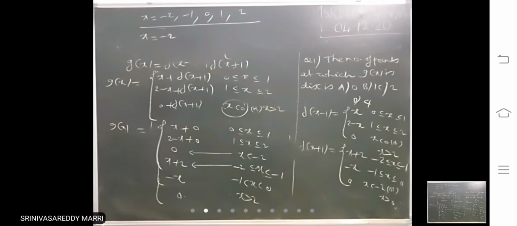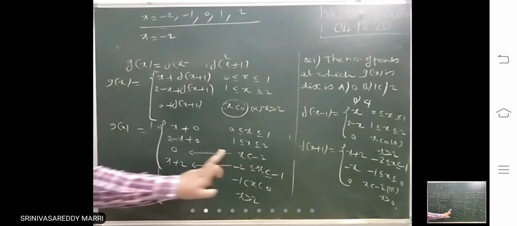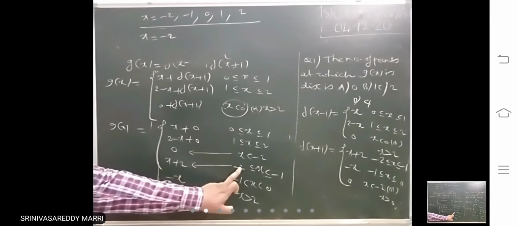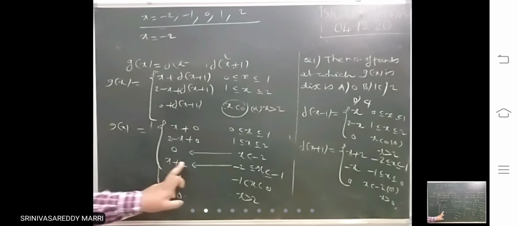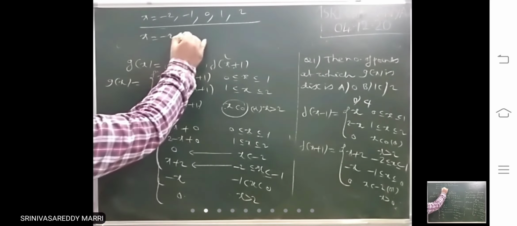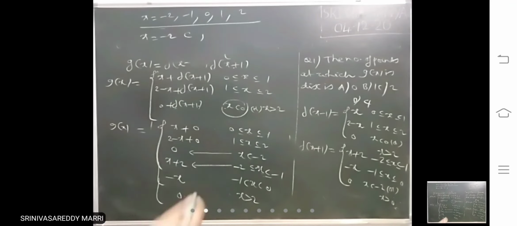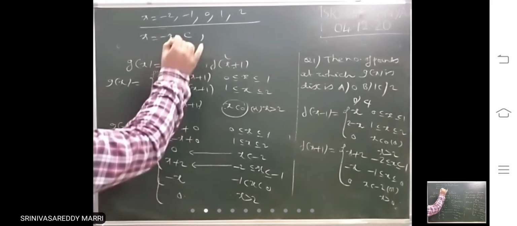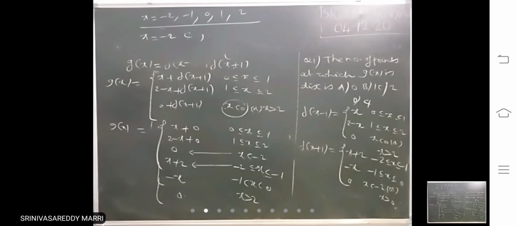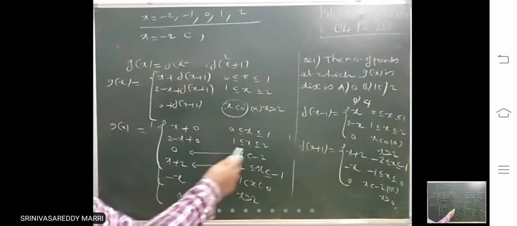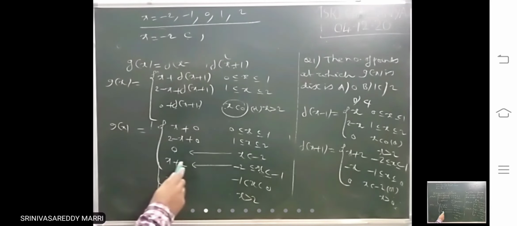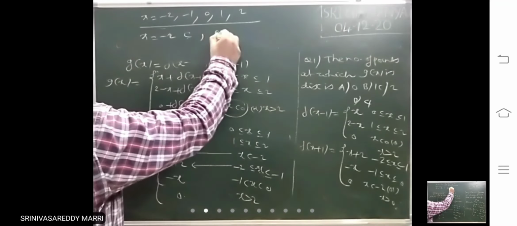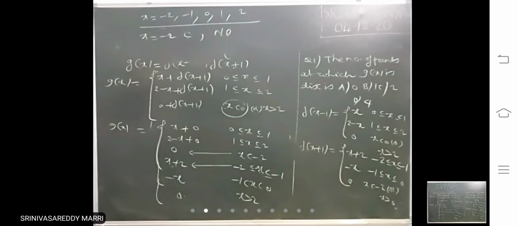At minus 2, continuous or not? You can easily check. Minus 2 minus is 0. Minus 2 plus is 0. F of minus 2 is 0. Continuous. Next question is regarding differentiability. Differentiable or not? It is continuous at minus 2. Differentiability means left hand derivative is what? 0. Right hand derivative is what? Derivative of this is 1. Therefore, not differentiable at x equal to minus 2.